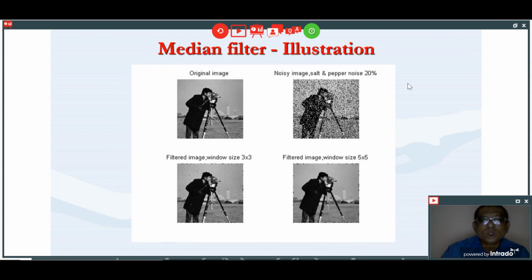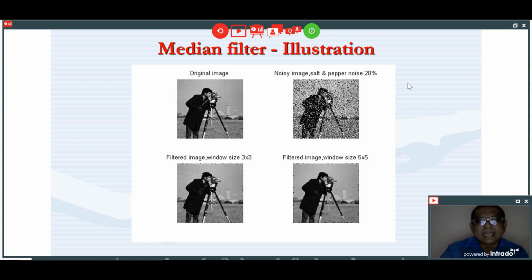Now this slide shows the impact of the median filter. This is the original cameraman image which is being corrupted by 20% salt and pepper noise. The noise density chosen is 20%. We have applied two different filters, one with a 3 by 3 mask and the other with a 5 by 5 mask. With the 3 by 3 mask, the impact of noise is not that much minimized. Whereas here, the noise cleaning is good, but we are paying a price for it. That means the edge information is lost.